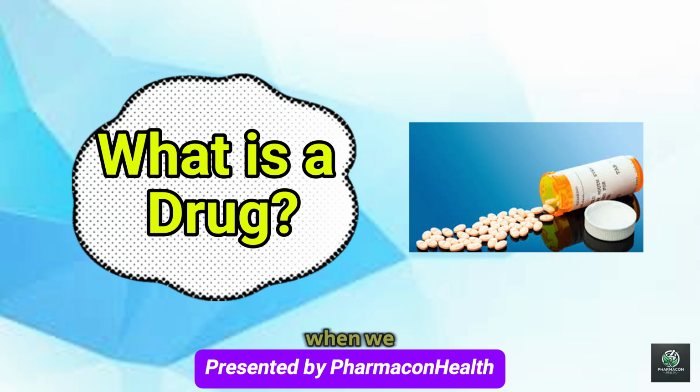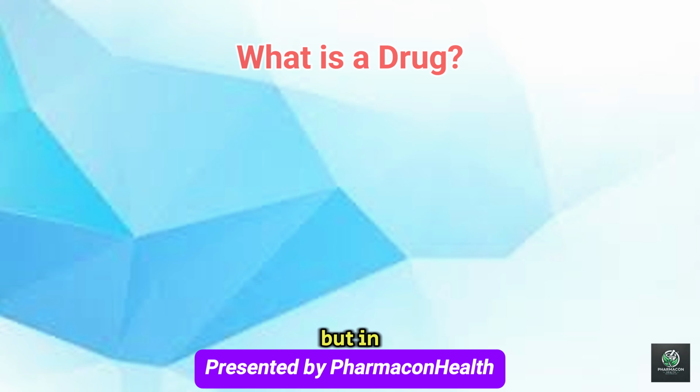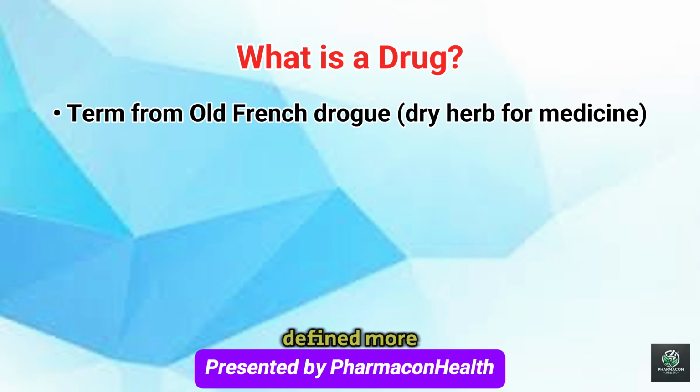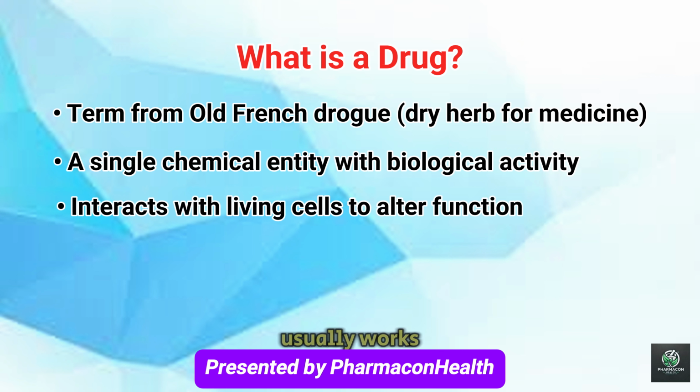What is a drug? When we hear the word drug, we often think of pills or injections, but in pharmacology, a drug is defined more precisely. A drug is a single chemical that produces a biological effect in the body. It usually works by binding to targets like receptors, enzymes, or ion channels. This can trigger, block, or change how the body functions.